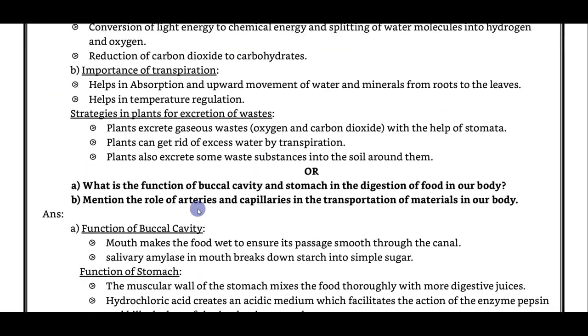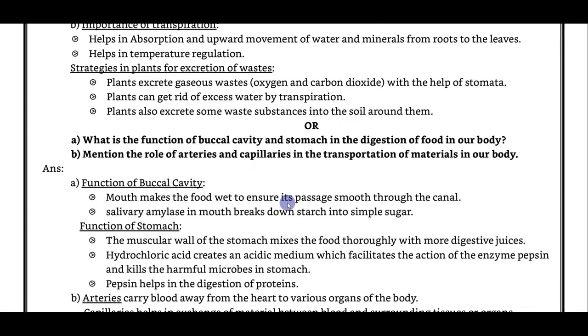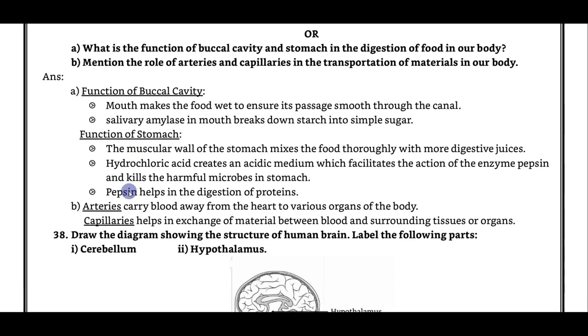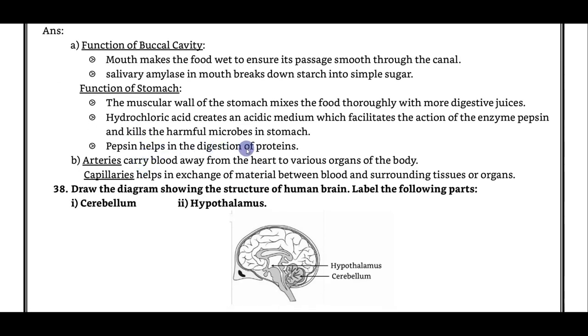What is the function of the buccal cavity and stomach in the digestion of food in our body? Mention the role of arteries and capillaries in the transportation of material in the body. Mouth makes the food wet to ensure easy passage through the canal. Salivary amylase in the mouth breaks down starch into simple sugar. Function of stomach: the muscular wall of the stomach mixes the food thoroughly with the digestive juices. Hydrochloric acid creates an acidic medium which facilitates the action of the enzyme pepsin and kills harmful microbes in the stomach. Pepsin helps in digestion of proteins.